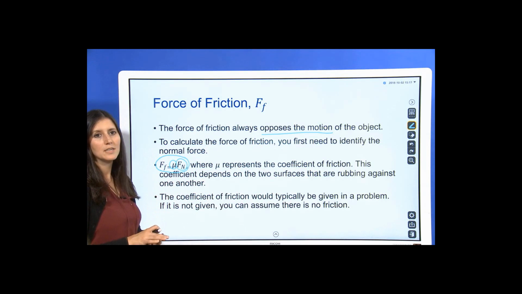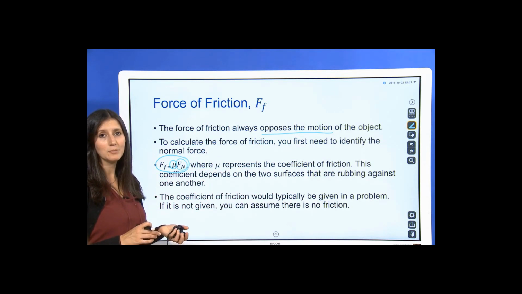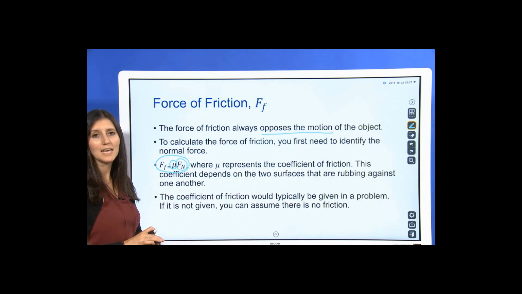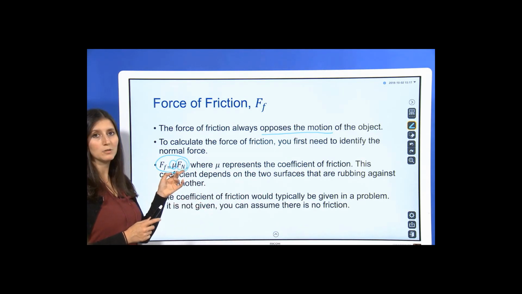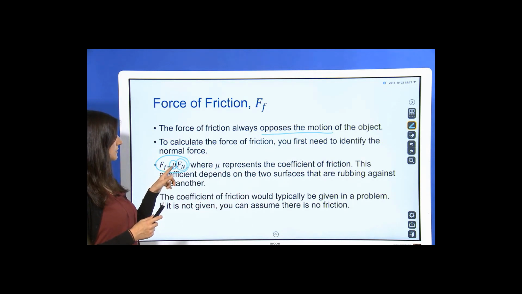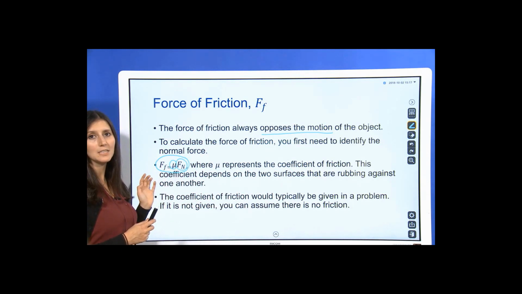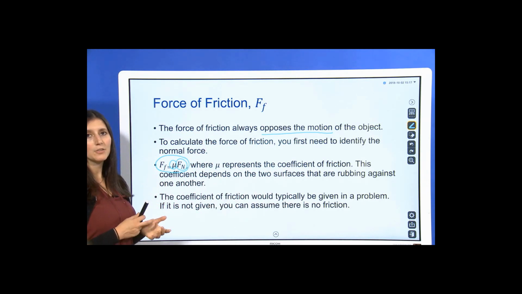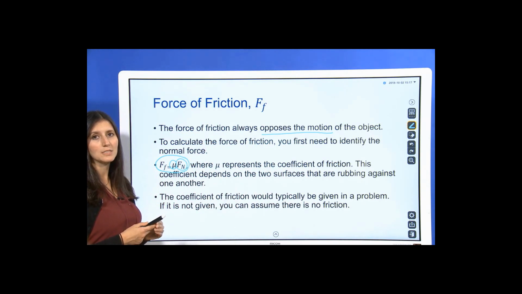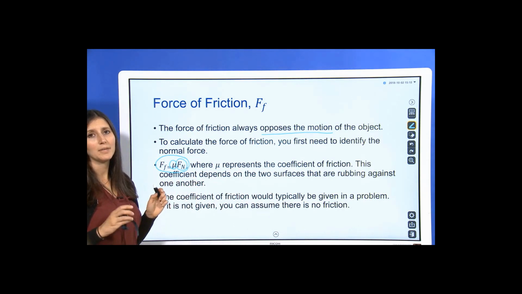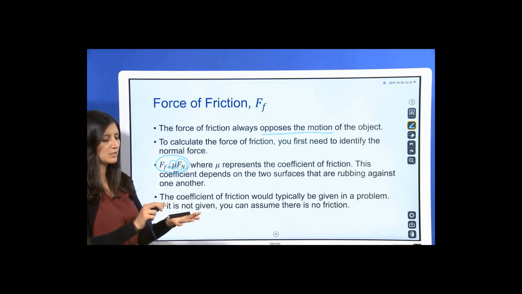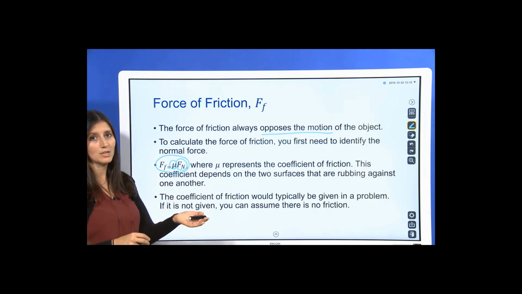The normal force all depends on how heavy the object is. So if we're talking about an object that has a bigger mass, like a piano, compared to an object with a smaller mass, like a pen, we would see that the piano would have a bigger normal force. And so both the coefficient of friction and the normal force are affecting the force of friction. The bigger the coefficient is and the bigger the normal force is, the harder it is to push an object. That's why it's a lot harder to push a piano than it is to push a pen across the table.